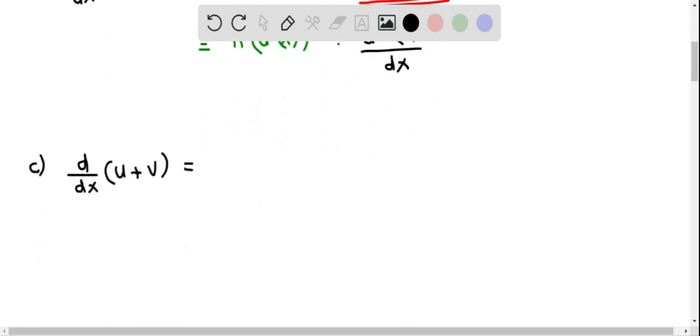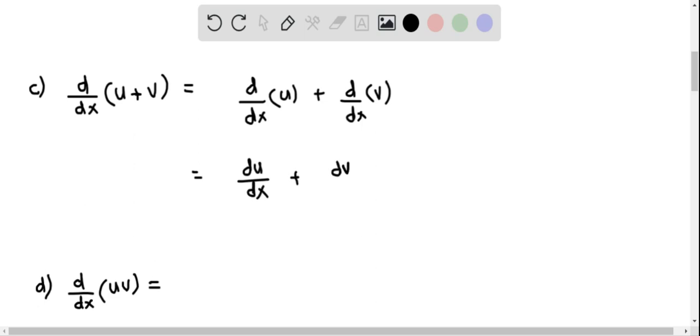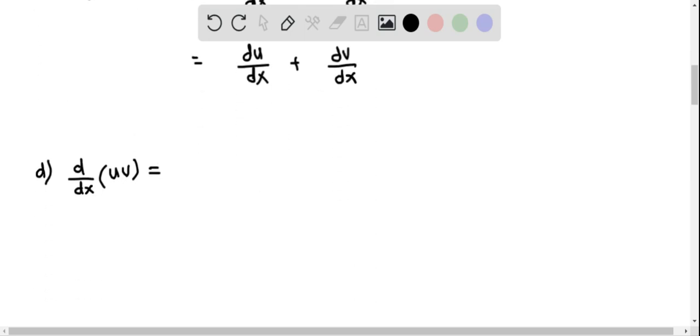Now let's do the part C, that is differentiation of u plus v. So this is basically a sum rule. So this equals, we have to differentiate each term one by one. That is d by dx of u plus d by dx of v. We can rewrite this d by dx of u as du by dx, which is the differentiation of u with respect to x. And we can rewrite this as dv by dx, which is the differentiation of v with respect to x.